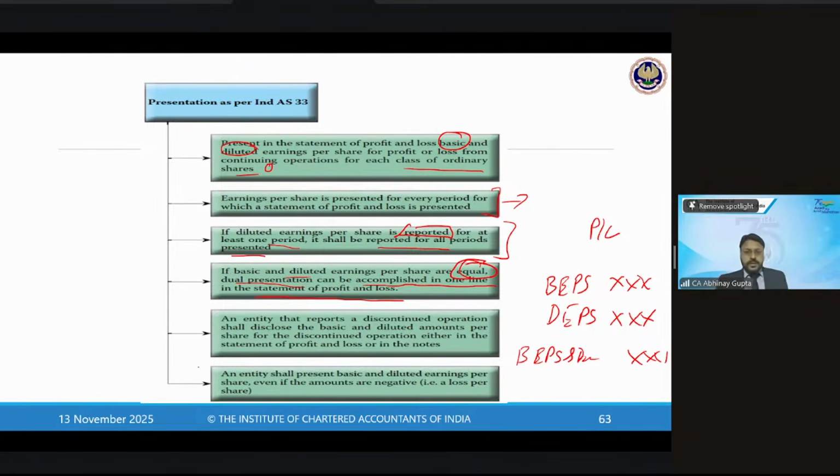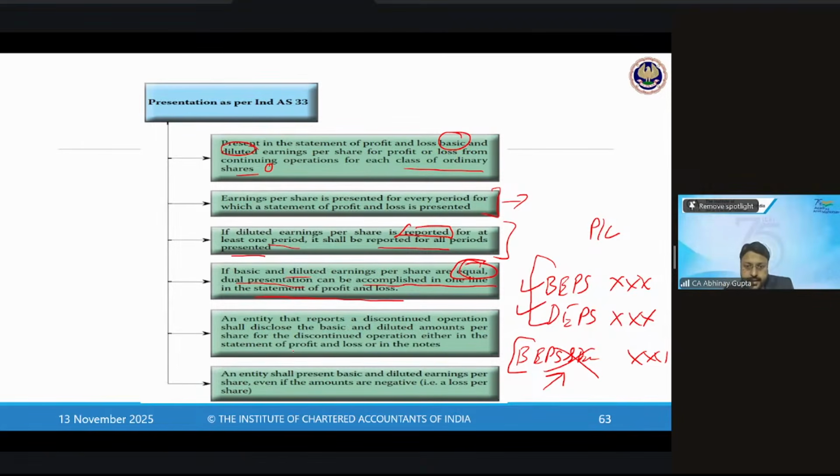Clear. So is it prohibited or is it allowed? Allowed, optional. So if the company wants to do this, they can do this. But if the company doesn't want to utilize this option, they can continue with the separate presentation, right?